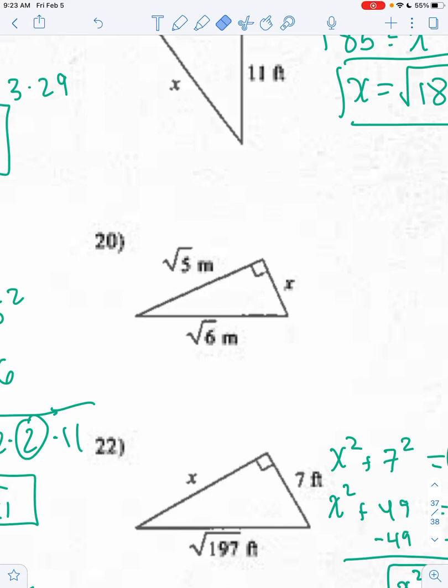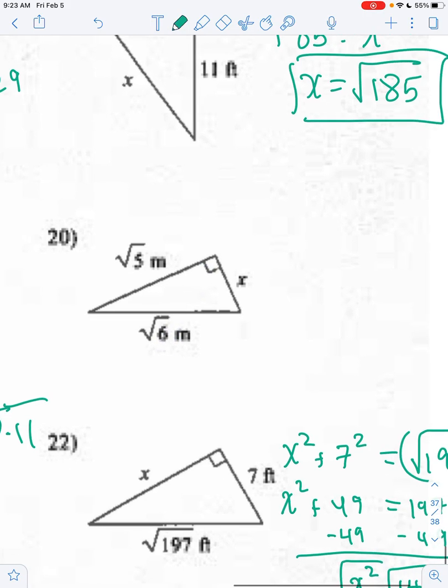For number 20 on your first homework assignment where you're applying the Pythagorean Theorem, we see that we have the legs, radical 5 and x, and then the hypotenuse is radical 6. So this is your hypotenuse, it's the longest side, it's across from the 90-degree angle.